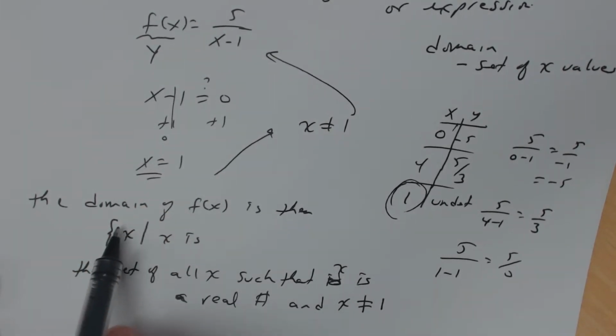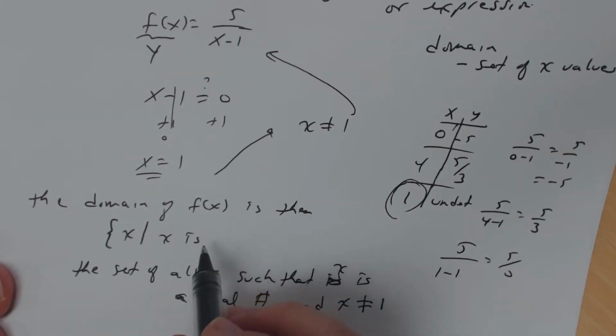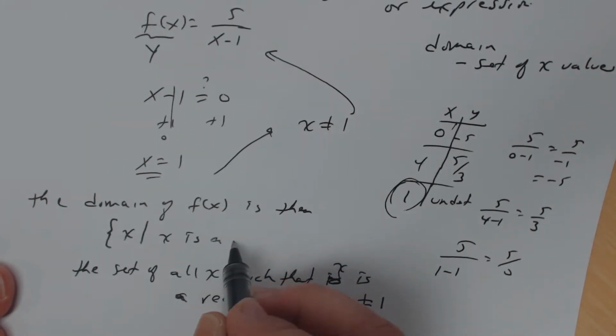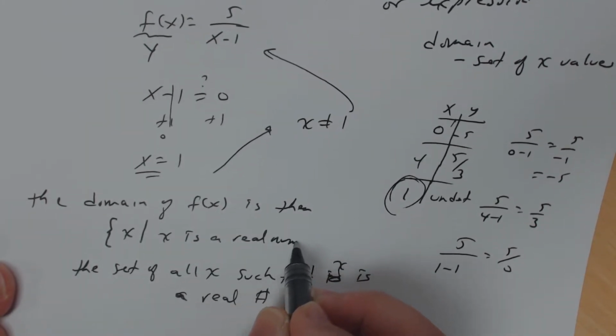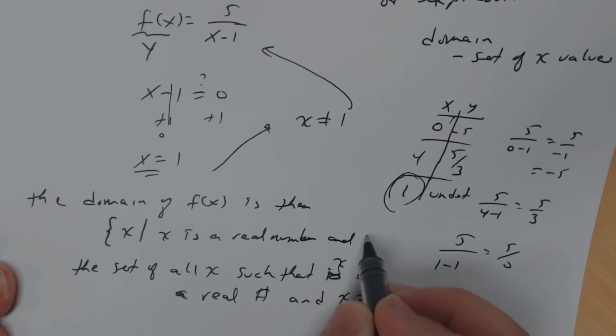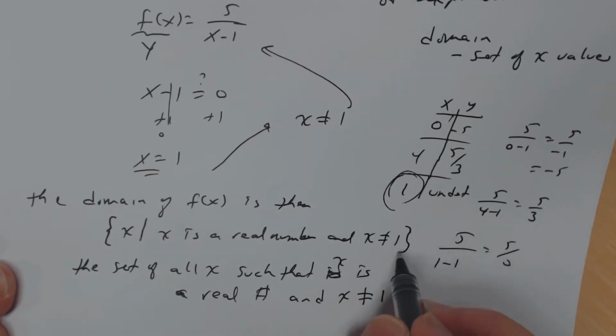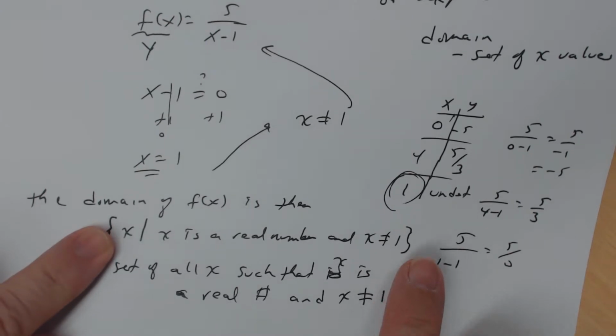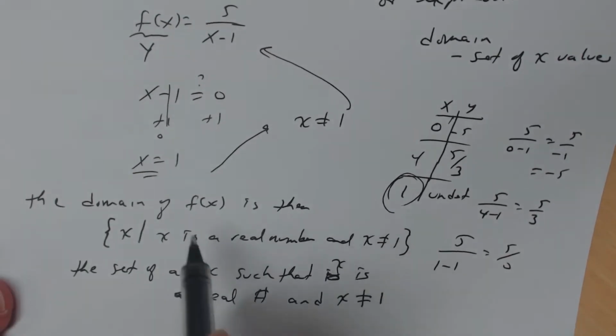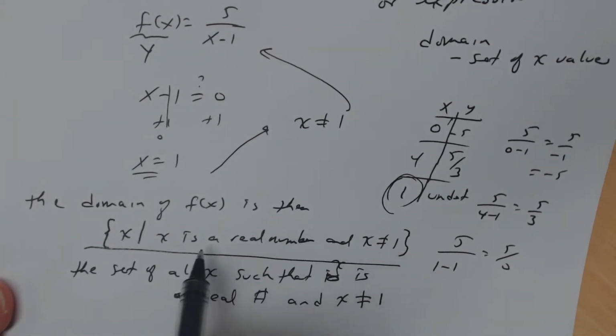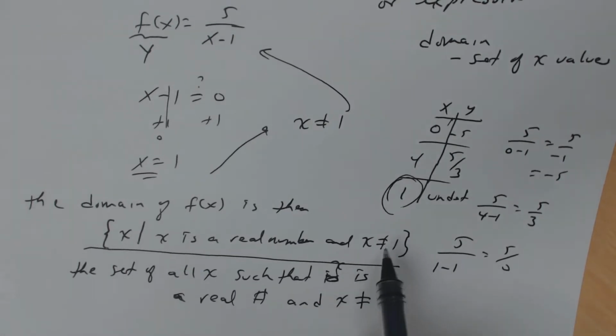Okay, so the set of x is such that x is a real number and x cannot equal 1. And then you close the brace. So open, close. All right, so that will be what you would put on MyMathLab.